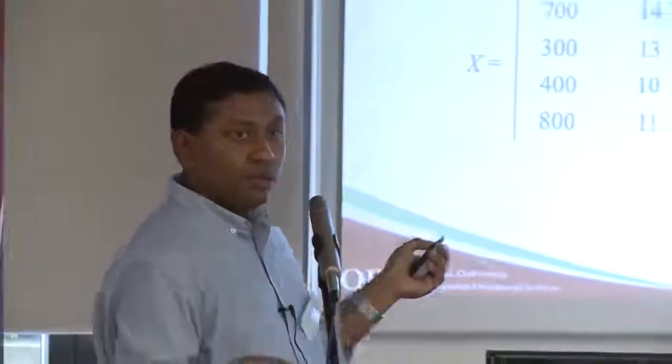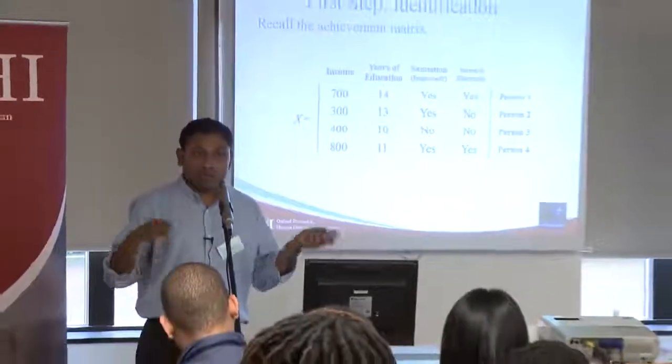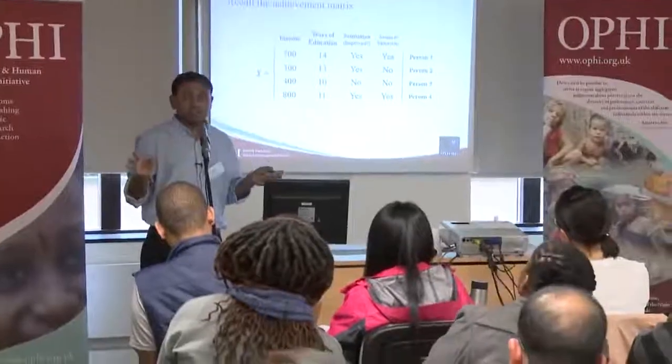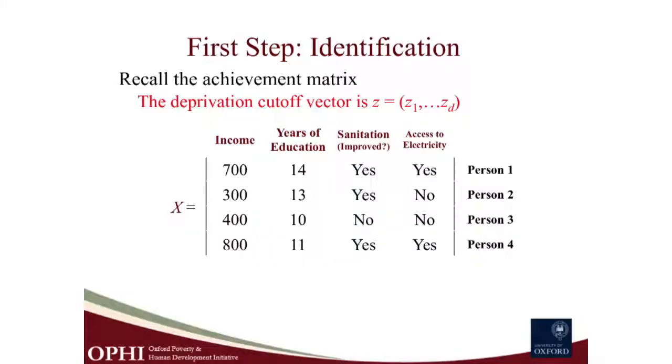So let's take an example. So this is the matrix or the data set that we began with, right? So we have income. So these are the marginal distribution of income, marginal distribution of education, marginal distribution of sanitation, marginal distribution of access to electricity. When you see them together, it becomes a joint distribution.